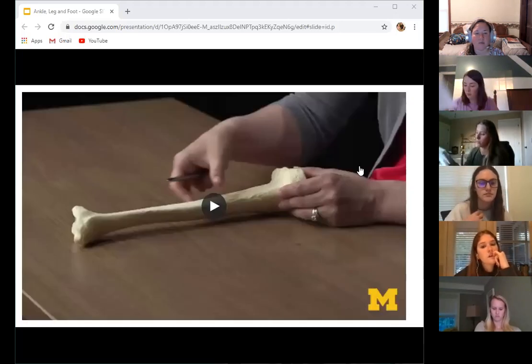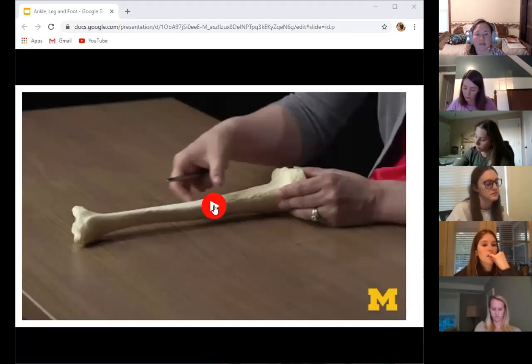Next, I have a couple of short videos that are just going to review these bones and give you a skeletal view of them. And the first one we'll look at is the tibia.